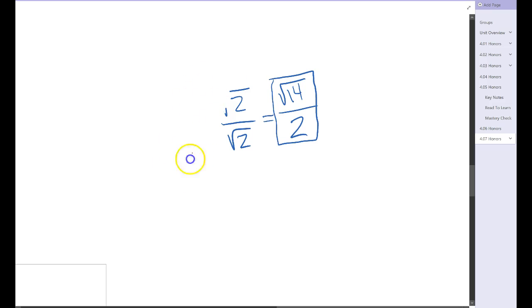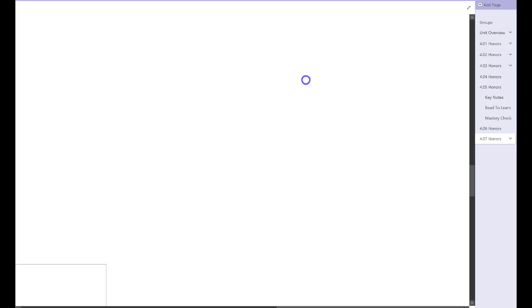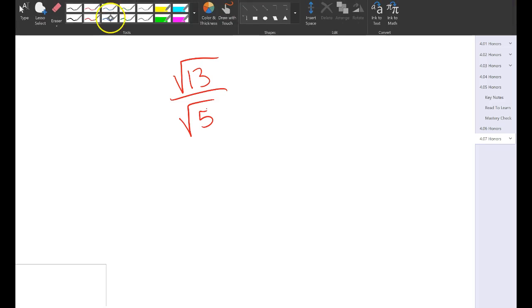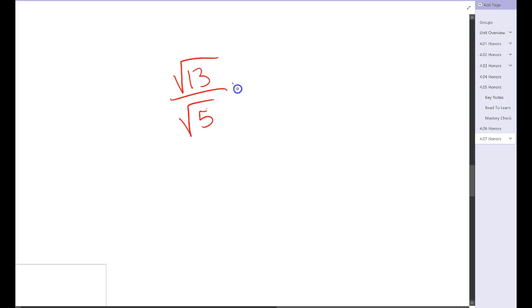So let's try the other one that was over there. I believe it was radical 13 over radical 5. Again, you don't need to do this one. You can just watch. We have radical 13 over radical 5. I can't do this because I have a radical in the denominator. Therefore, I need to redistribute some of this by doing radical 5 divided by radical 5. So all of this times radical 5 over radical 5, which again doesn't change the number.